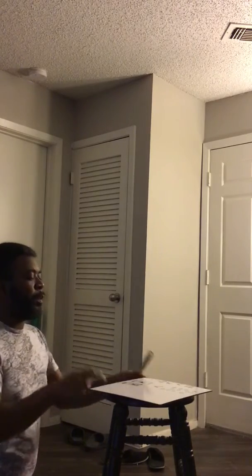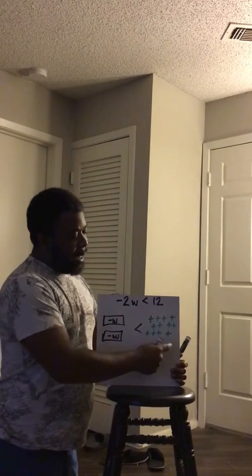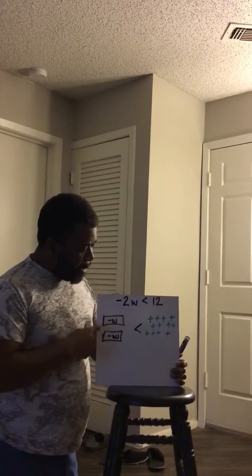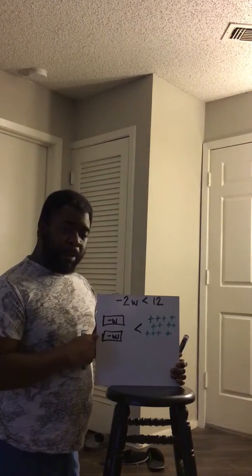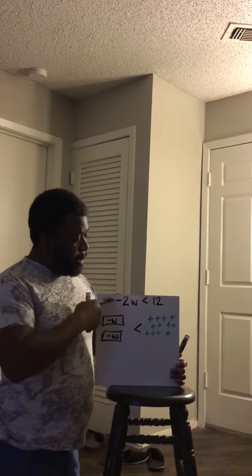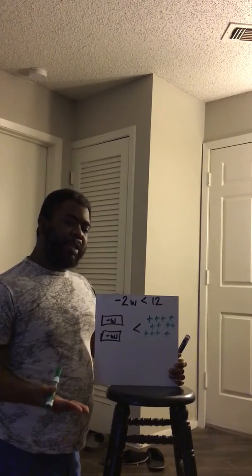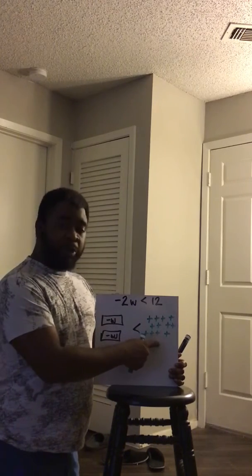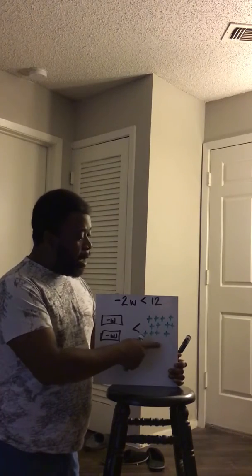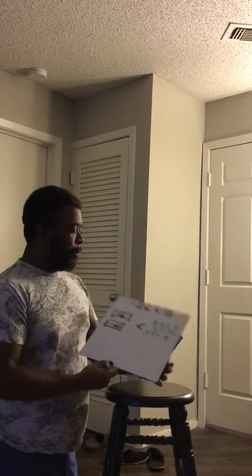Remember, I've got to take these 12 positives and I've got to split them between my two variables so that I get the same amount in each variable. This is a multiplication problem. Negative 2 times w is less than 12, which means the inverse is division, so we have to divide. That's how we're separating, we're splitting, we're dividing our 12 positives among these two negative w's.